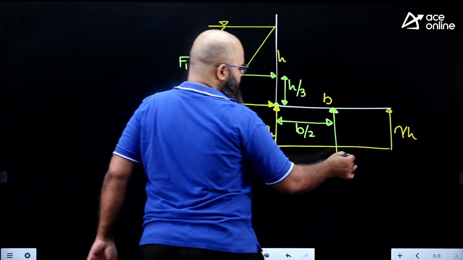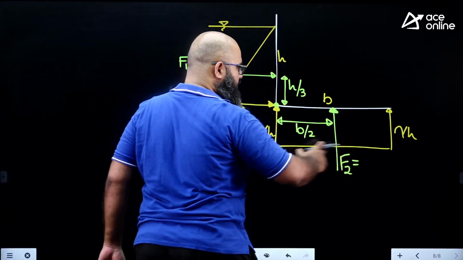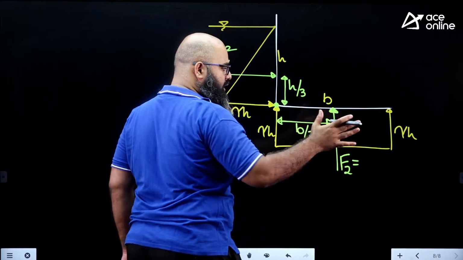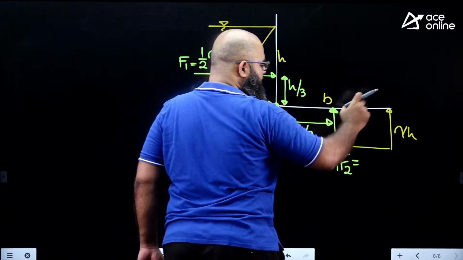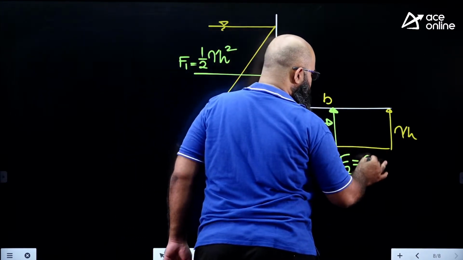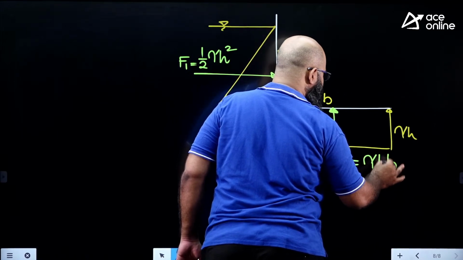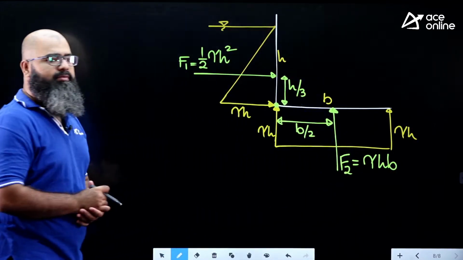F2, again, is equal to how much? It is equal to the area of this particular diagram multiplied by the width. So gamma h multiplied by b multiplied by 1 unit. So this is gamma hb. This is what we are having.